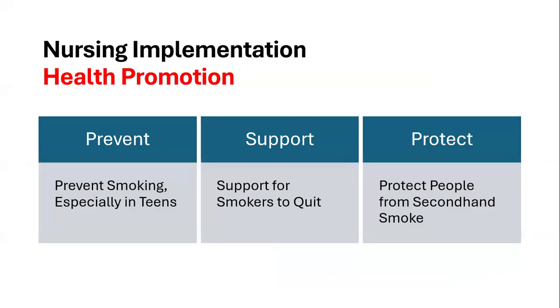Okay, next, as usual, the nursing implementation is divided into three parts: health promotion, acute care, and also ambulatory care. For the first part, health promotion, there is prevent, support, and protect. Preventing smoking, especially in teens, is the best way to stop lung cancer. It is to prevent smoking before it starts. Smokers begin in their teenage years, so preventing teens from smoking is the key. Education in schools, public awareness campaigns, and parental guidelines are important tools.